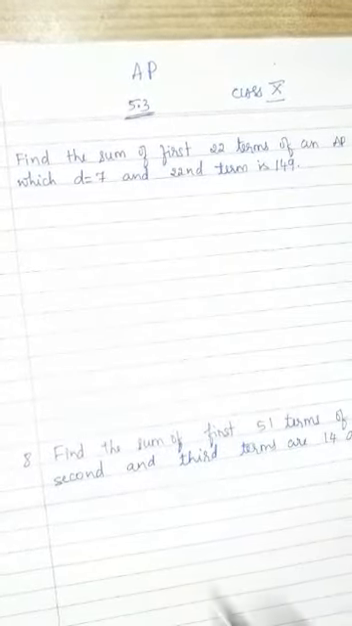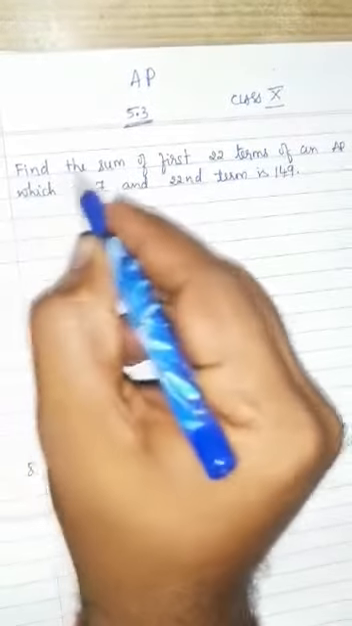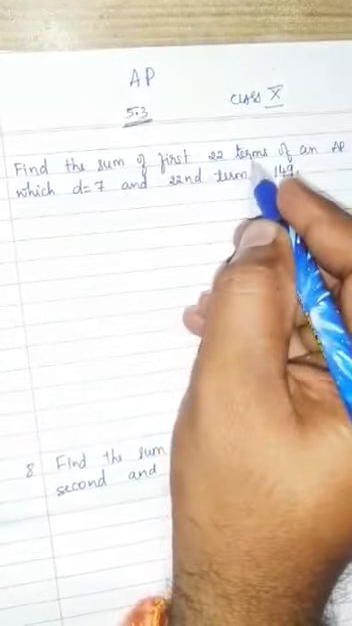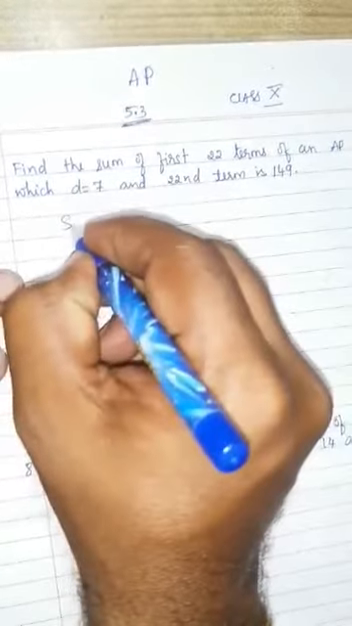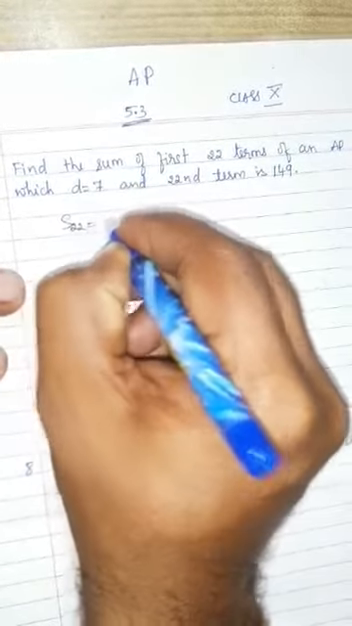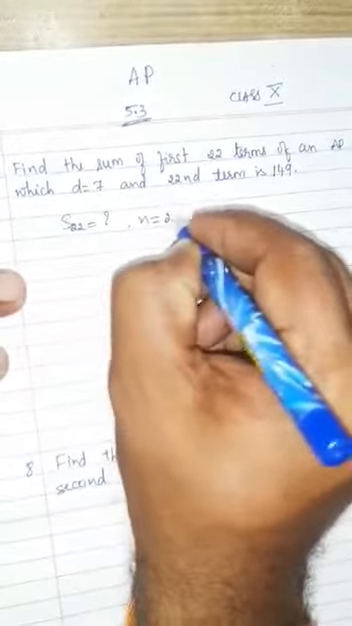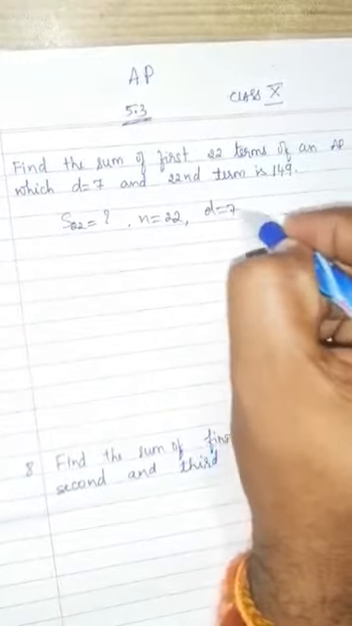Arithmetic Progression, class 10th, exercise 5.3. In the 7th question, find the sum of first 22 terms. We need to find the sum of first 22 terms. N is equal to 22, of an AP in which D is equal to 7. Whatever is given, write it first.